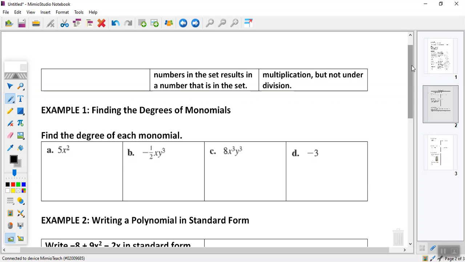How many of you guys have heard about imaginary numbers before? Heard of it? Oh, it's coming. I love it.